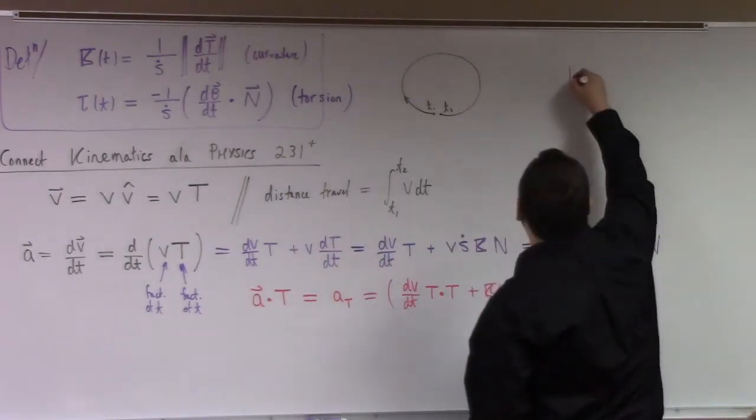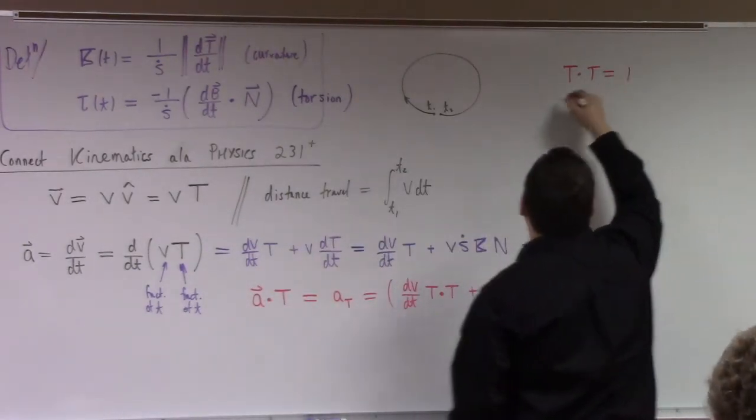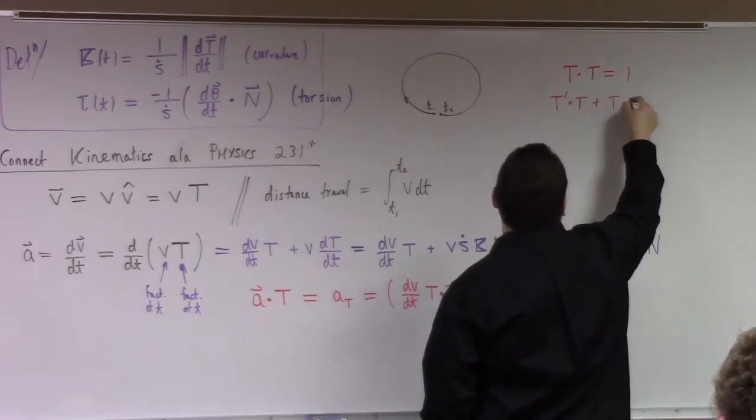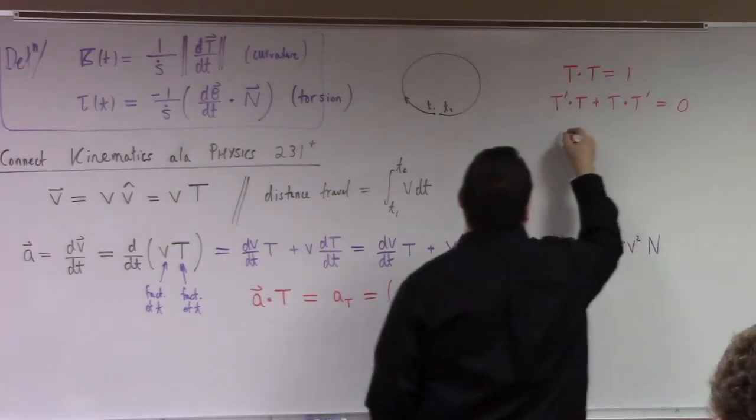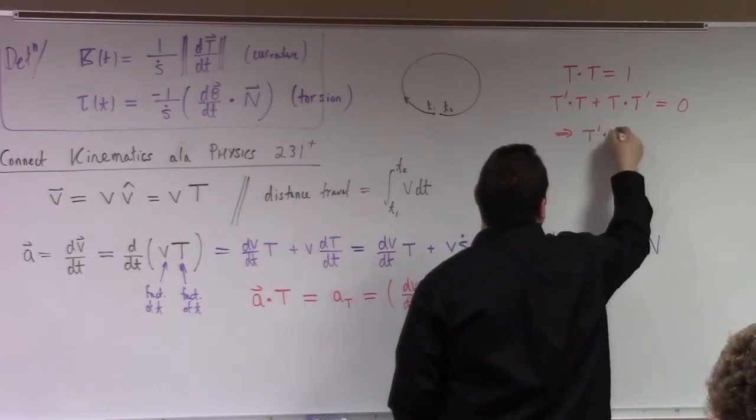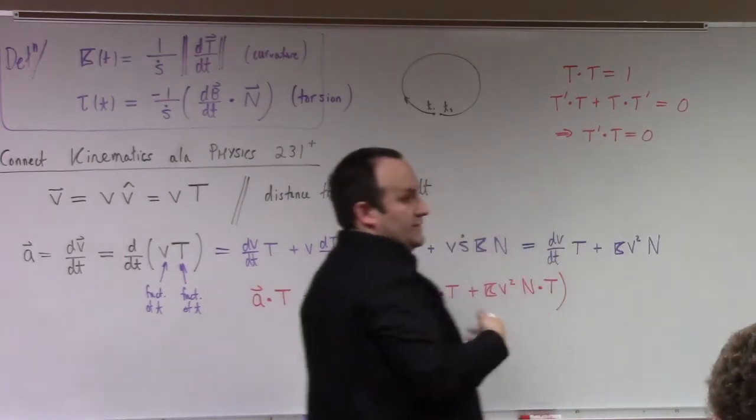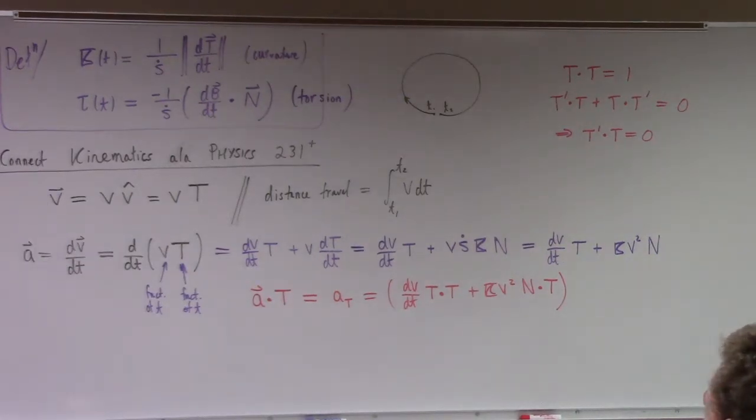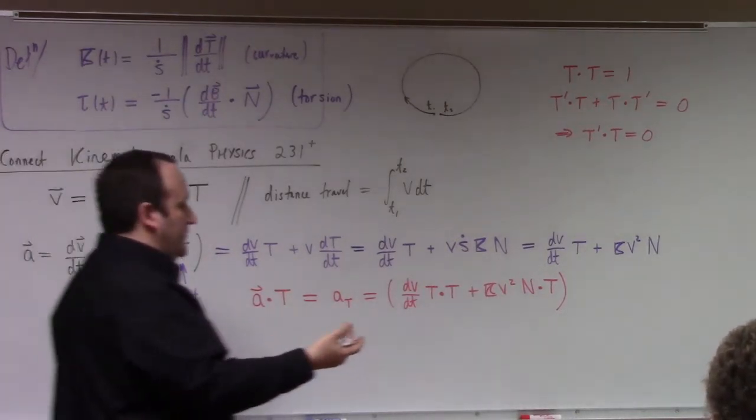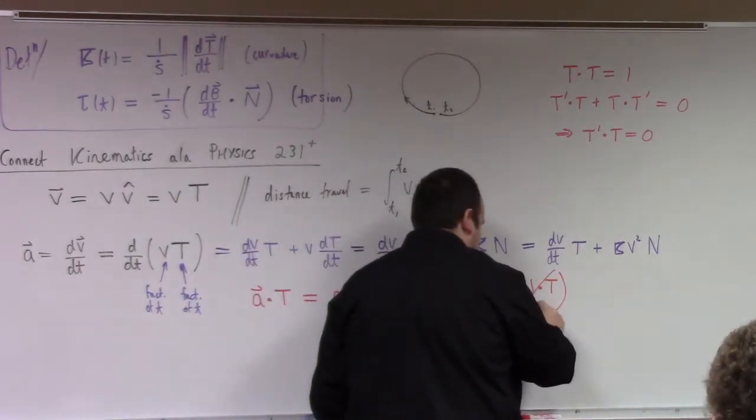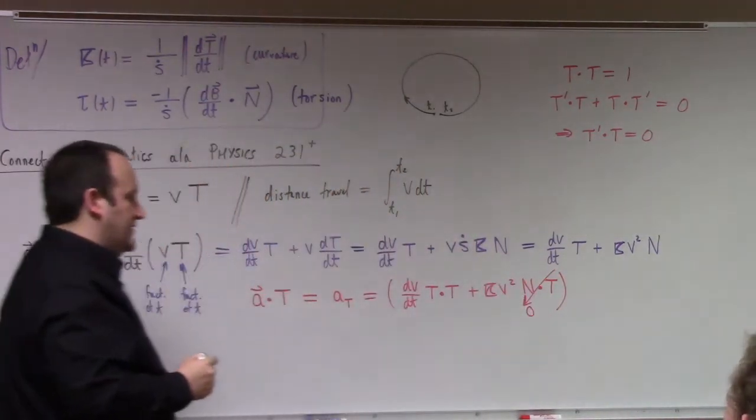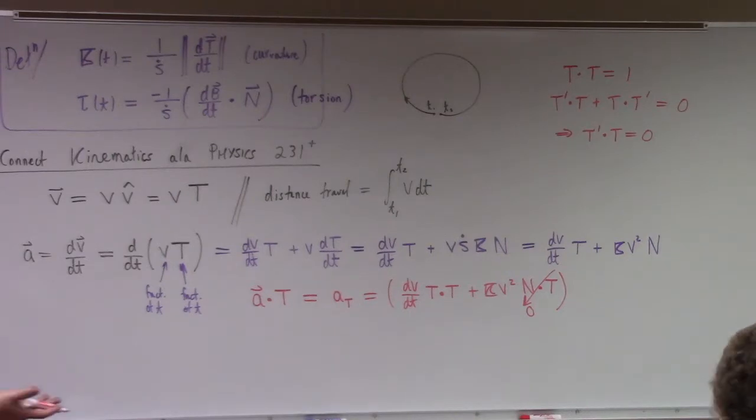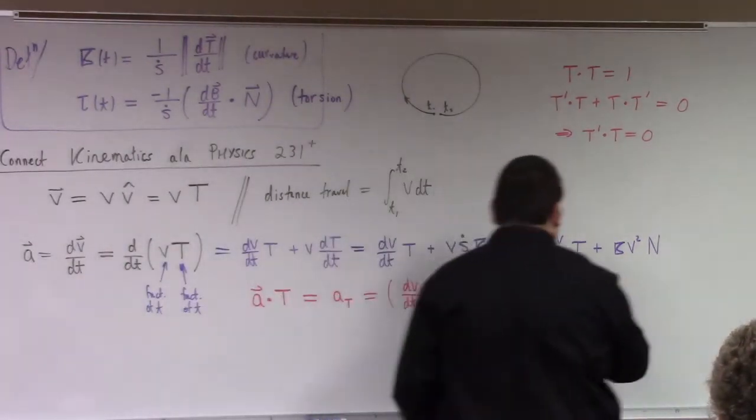If you forgot, that follows because T dot T equals 1. So T prime dot T plus T dot T prime equals 0, which is to say that T prime dot T equals 0. But the normal vector is just the unit vector in the T prime direction, so of course it's also perpendicular to T. In case you forgot, that's the argument. But anyway, N dot T is in fact 0. The normal and the unit tangent are perpendicular. What's T dot T? It's 1.